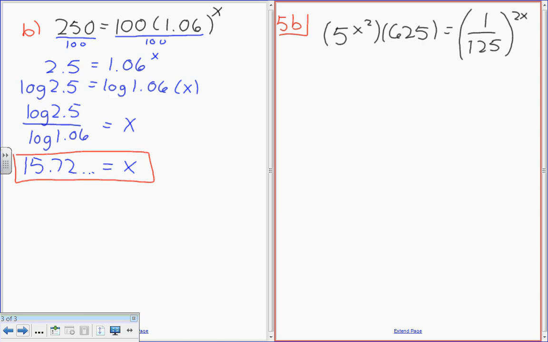When I see 1 over 125, that's painful to my eyes. How do you fix up 1 over 125? Like 25 to the negative 1. Yeah, so 125 to the negative 1. So I'm going to write that just as 5 to the x squared to the 625 is equal to 125 to the negative 1, 2x. That's instantly what you should do whenever you see 1 divided by something. That's really the first step.